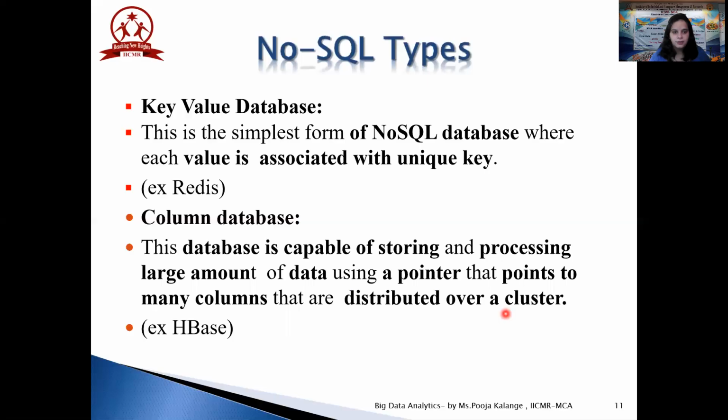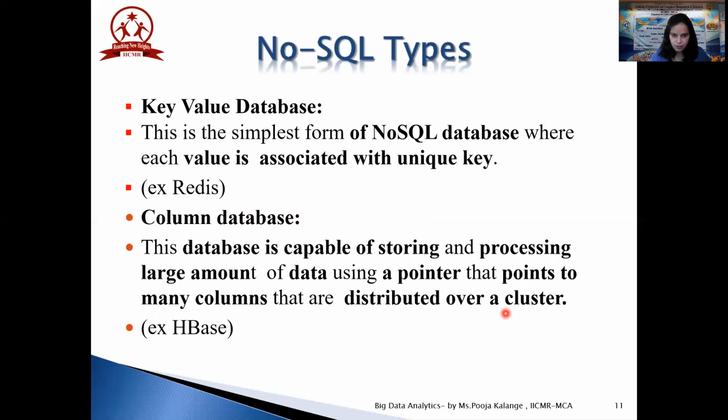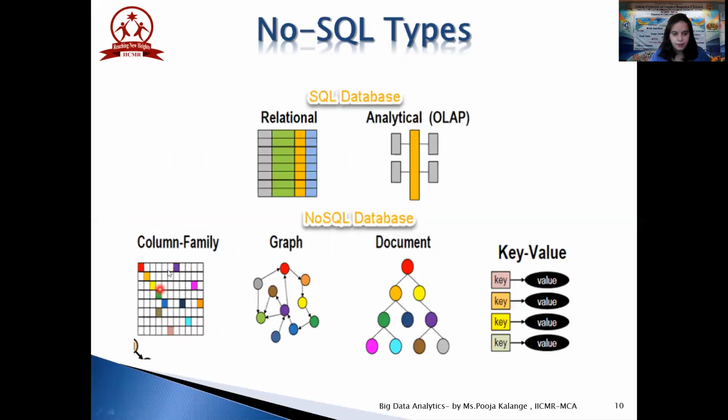Okay, so first we have the column family database. This database is capable of storing and processing a large amount of data, using a pointer that points to many columns, and these are distributed over the cluster. If you see this, here we have multiple pointers which are used in clusters, and these will point to a large volume of data. One good example of this column family database is HBase.